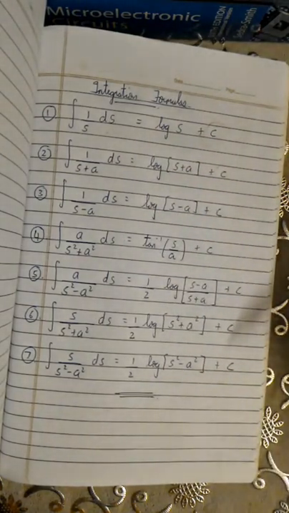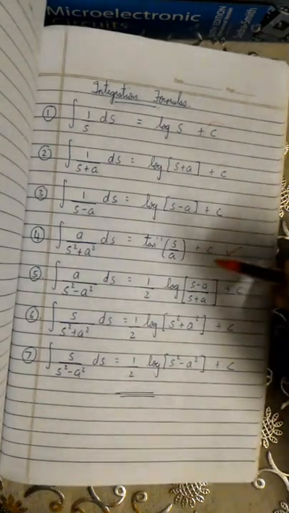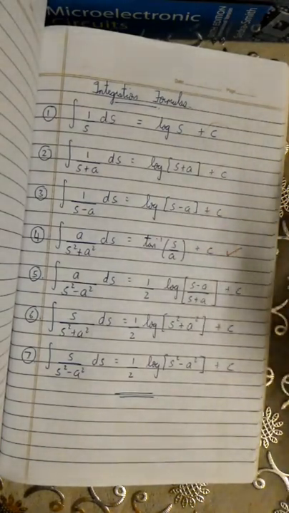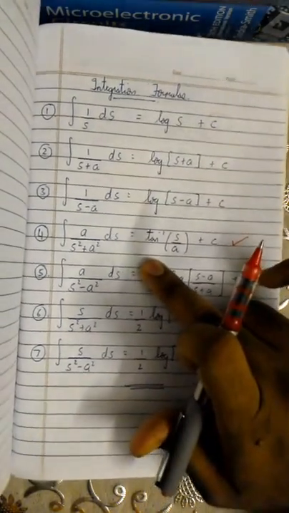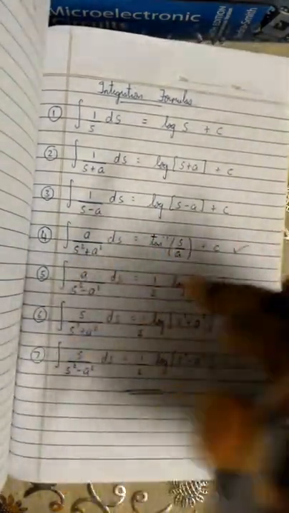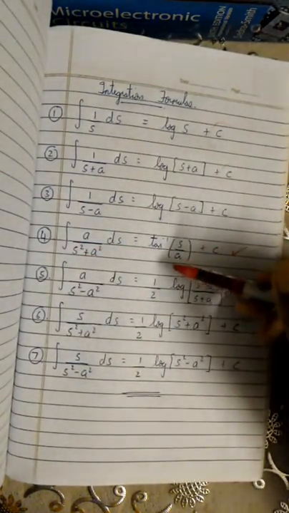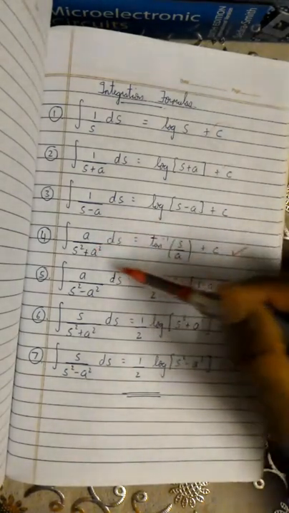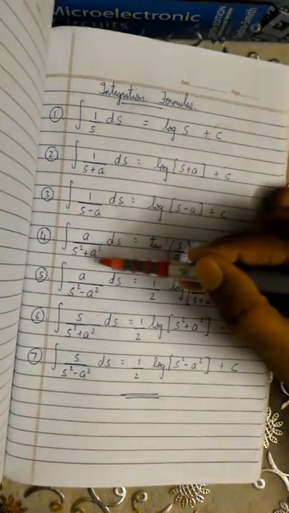Now this equation you have to learn as such it is. There is no separate derivation you need to study. Its derivation will be very lengthy, so you can't apply the derivation itself to this formula. So this formula you need to study. You have also learned this formula. That is integral a by s square plus a square ds is equal to tan inverse s by a plus c. This is the only formula you need to keep in your mind: integral a by s square plus a square ds.